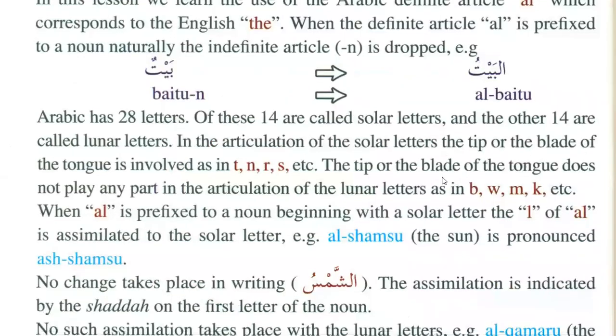We cannot use the indefinite article with al baytu. When you have al bayt, we don't use tanween, okay. Read the next part.